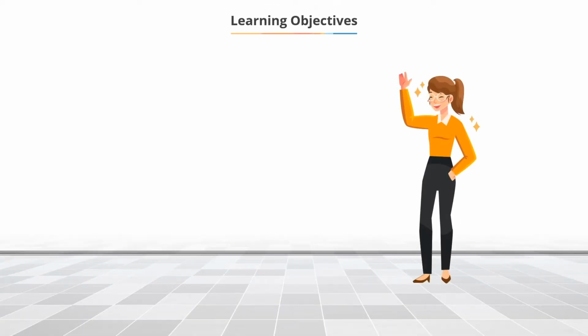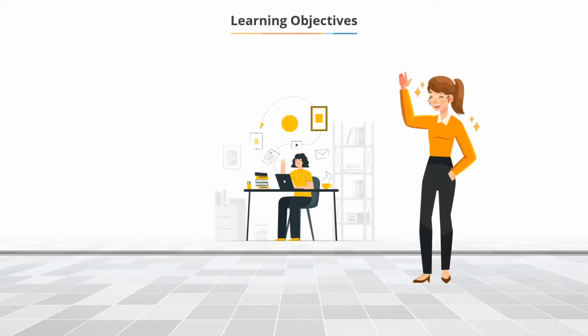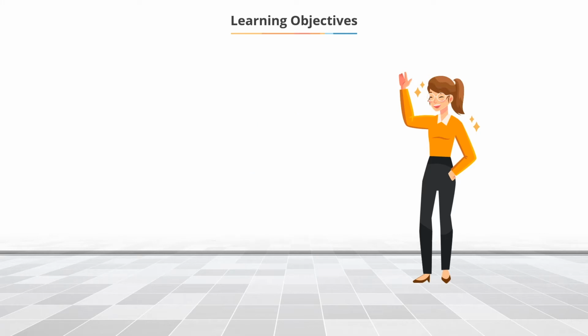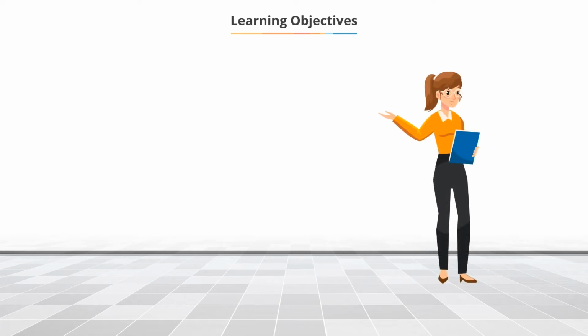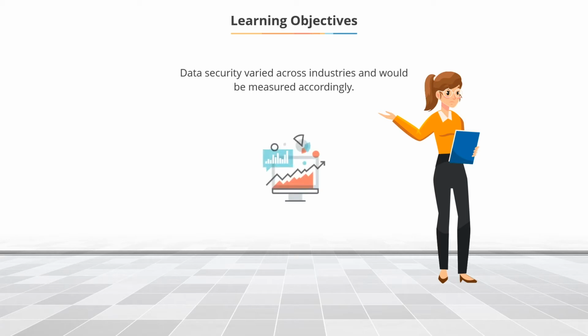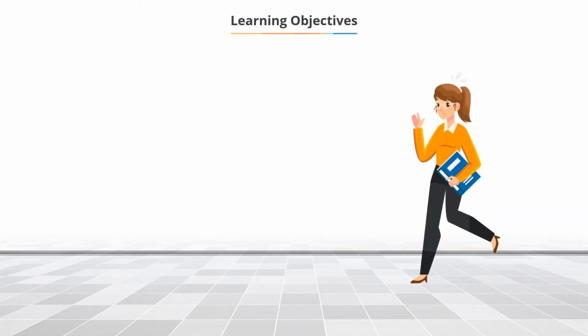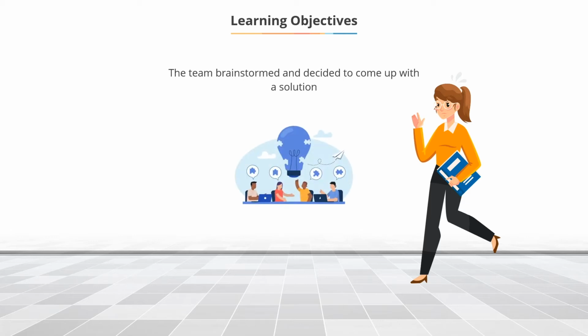Zoe did so well in her last project that she was assigned to a new project. Her new team was working on a tool to compare and evaluate the data security compliance of organizations based on predetermined data sets. The problem the team faced was that the data security requirements varied across industries and would be measured accordingly. The team brainstormed and decided to come up with a solution that involved the Z-score of the organizations.